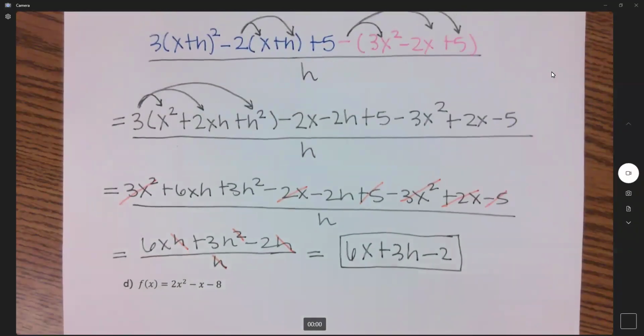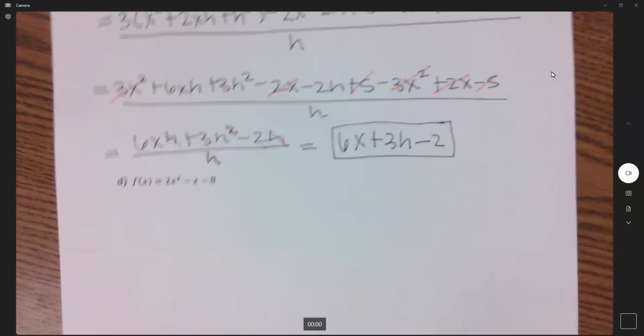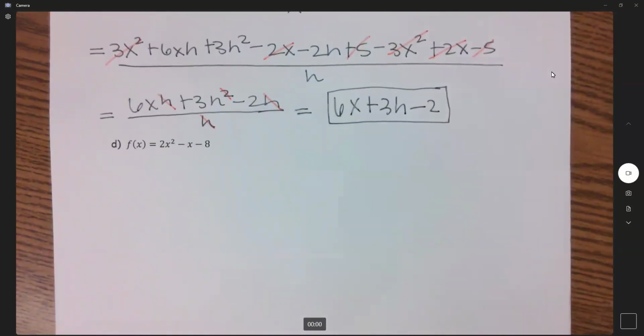Okay, you have now seen 3 examples of this. I highly recommend you pause the video and try to do part D on your own, and then check your answer. Okay, I hope you pause the video. So we're going to go through this quickly because hopefully you have already worked it out.